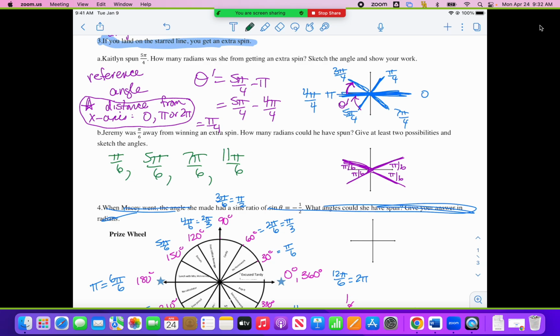It's either on the left side. Okay, if I'm coming from the left side, you're going to take pi minus pi over 6 into the second quadrant, pi plus pi over 6 to get the third quadrant, and the fourth quadrant is 2 pi minus pi over 6.